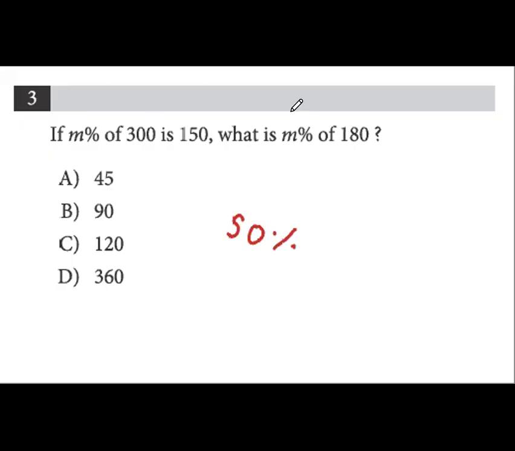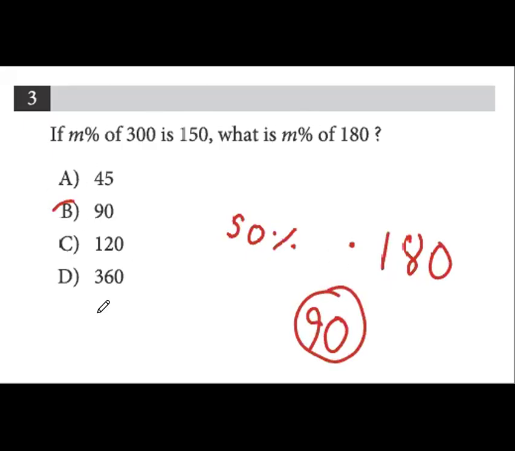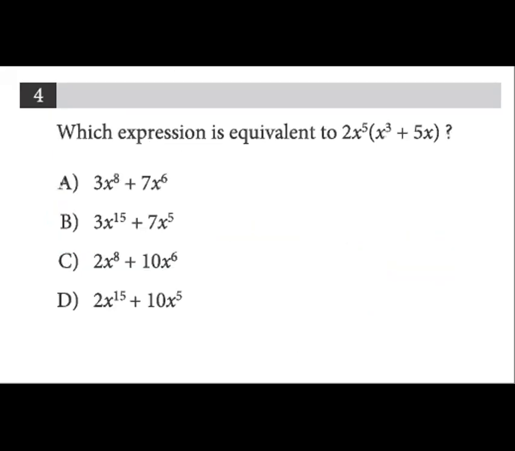And then what is m% of 180? So 50% of 180. So 50% times 180 is just half of 180, which would just be 90. So correct answer is B. Okay, question 4.